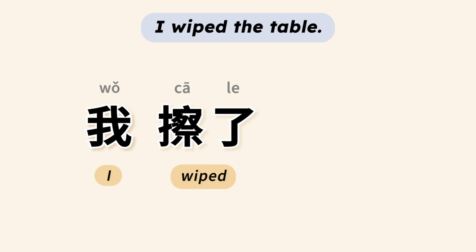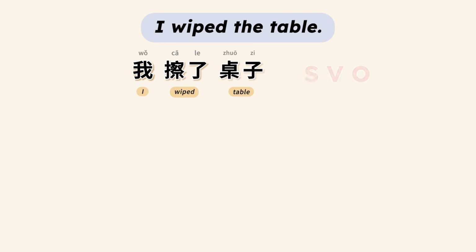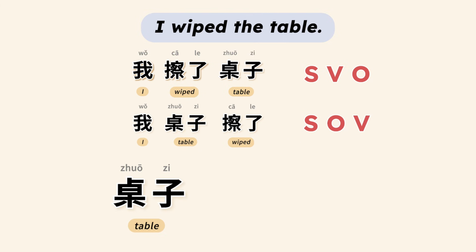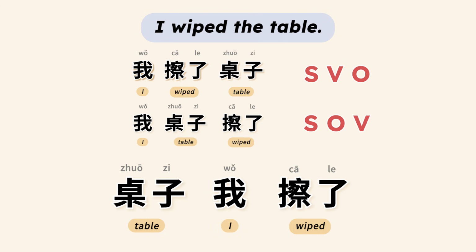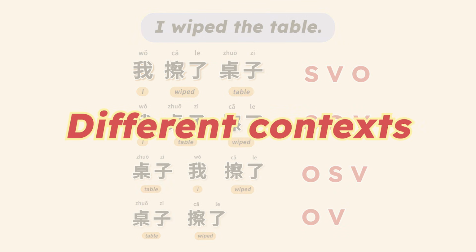To express I wiped the table in Chinese, these following sentences are all correct. 我擦了桌子 I wiped table. 我桌子擦了 I table wiped. 桌子我擦了 table I wiped. 桌子擦了 table wiped. Although they are all correct, they are actually used in different contexts.